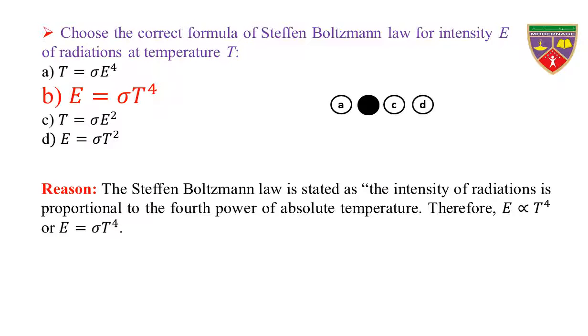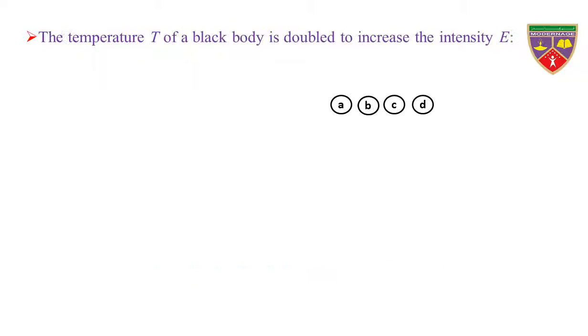Reason: the Stefan Boltzmann law is stated as the intensity of radiation is proportional to the fourth power of absolute temperature. Therefore, E is proportional to T power 4, or E is equal to sigma T power 4, where sigma is the constant of proportionality. Hence, the Stefan Boltzmann law is E is equal to sigma T power 4.